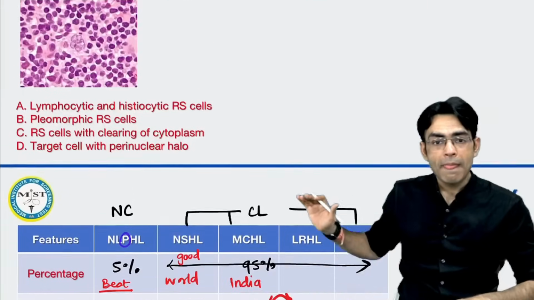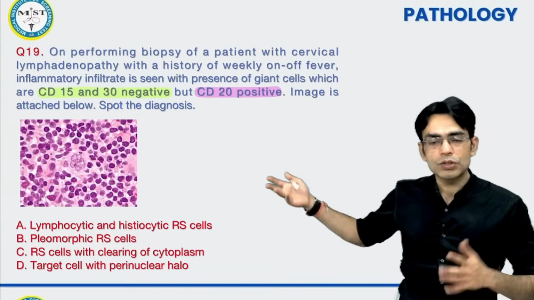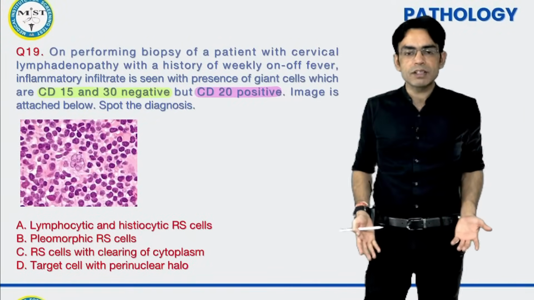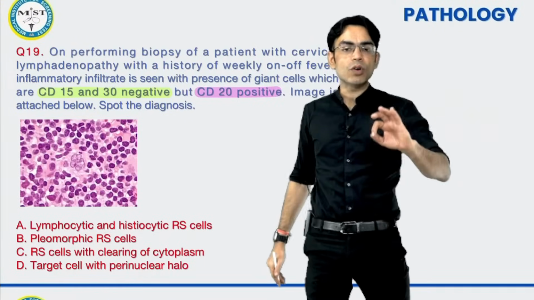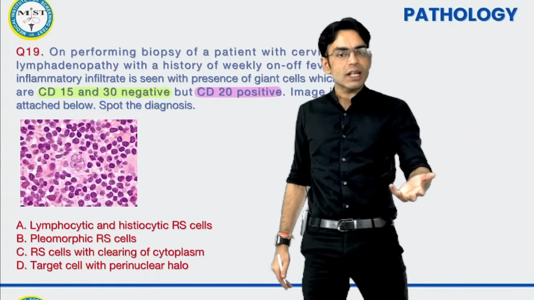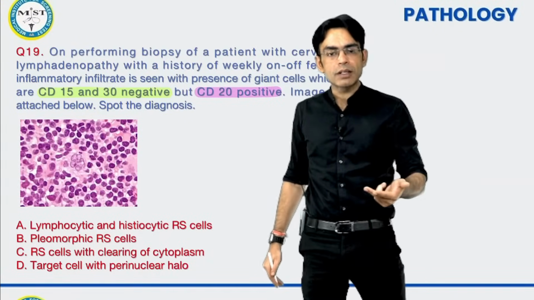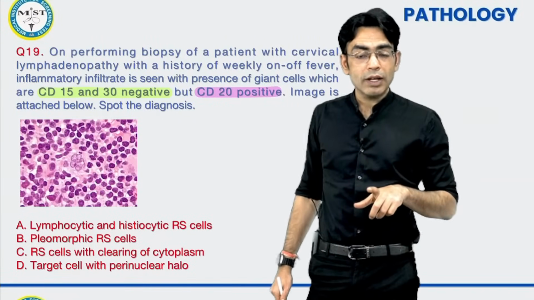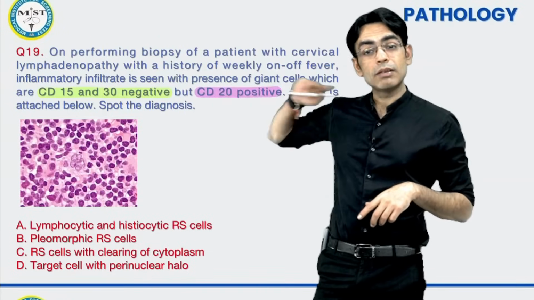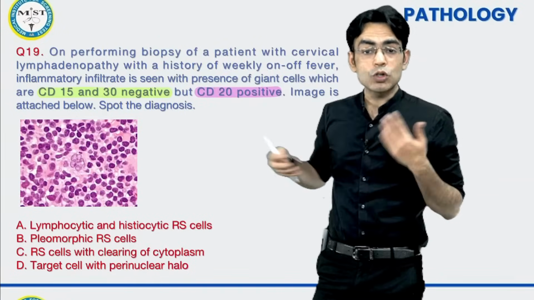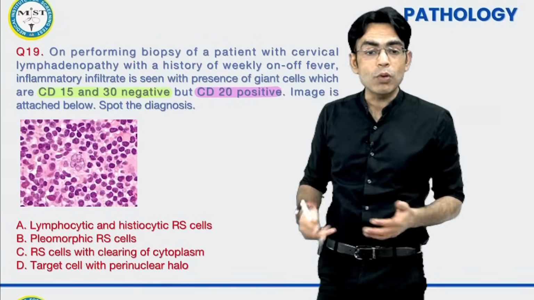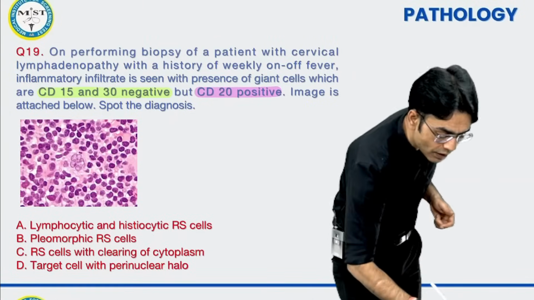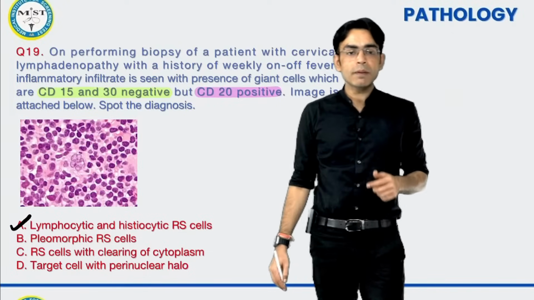Now it becomes simple. CD15 and 30 negative means only one type of Hodgkin's lymphoma can be 15 and 30 negative, and that is your non-classical. What is the non-classical one? Nodular lymphocytic predominant. P for P, either there can be a popcorn or a pleomorphic, but pleomorphic comes last, in the poor type. So what is left? Popcorn. What is the other name of popcorn? Lymphocytic and histiocytic RS cell. So the correct answer for this question is A. Okay? Let's go.